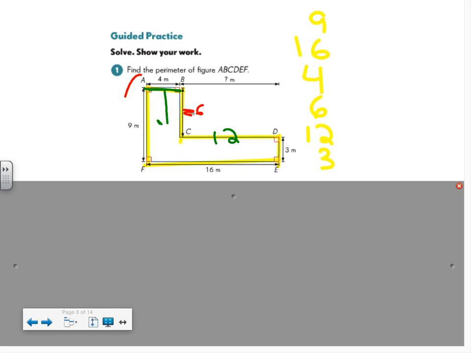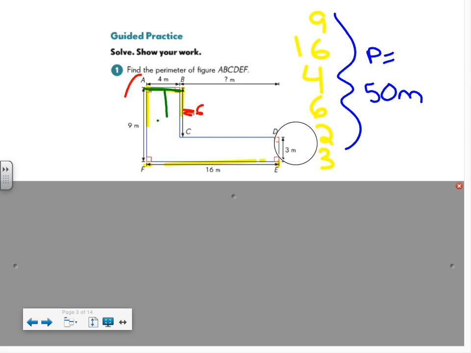And then what I would do is add up all of these numbers just to make sure. So if I'm adding them all up, I have 9 plus 16 plus 4 plus 6 plus 12 plus 3, and I would get 50 all together. And I know that my answer is the perimeter equals 50, and I always check this through the label. This is meters, so I'm going to put meters. Again, I don't put squared, because the perimeter isn't squared, it's just a straight line.